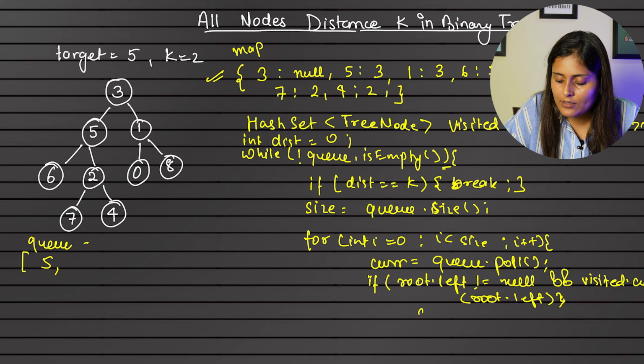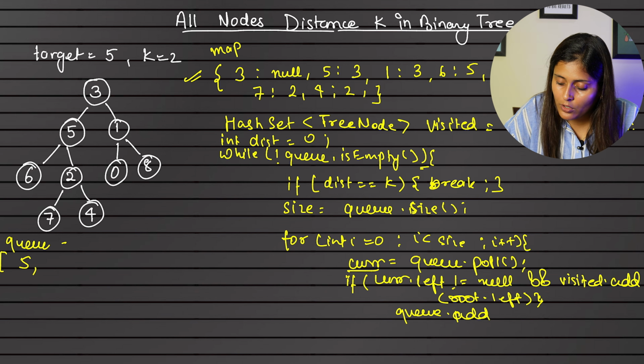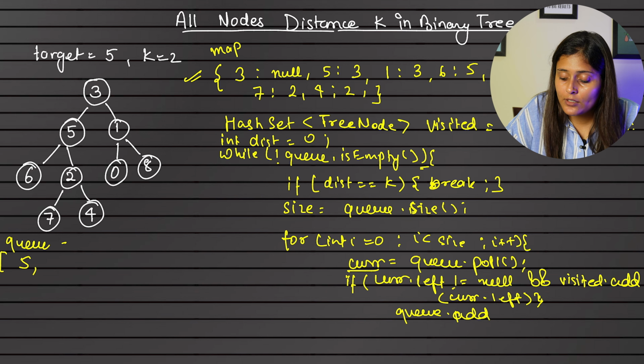So what is our task? Our task is, in the queue, please add root dot left. But we popped it as current, right? So here instead of root, we'll write current. Here also current dot left. So in the queue, what is our task? Add current dot left. That's it.